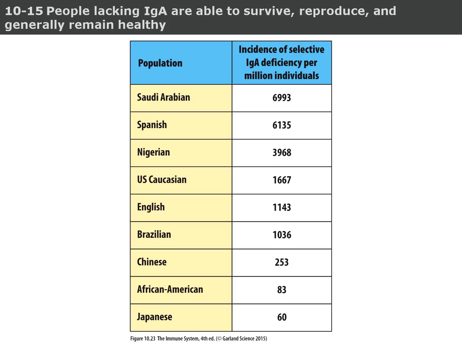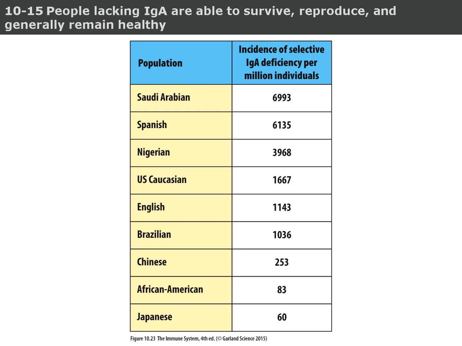Although IgA is critical for mucosal immunity, selective IgA deficiency is the most common primary immunodeficiency, and many people live without it. This chart shows the incidence of selective IgA deficiency across different populations, measured per million individuals. Saudi Arabians and Spanish populations exhibit the highest incidence, with approximately 6,993 and 6,135 cases per million, respectively.